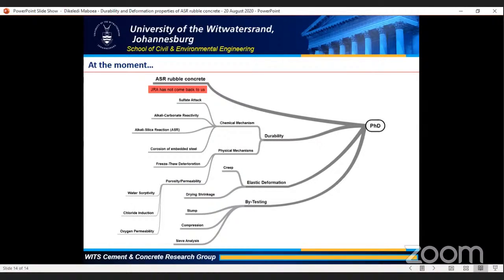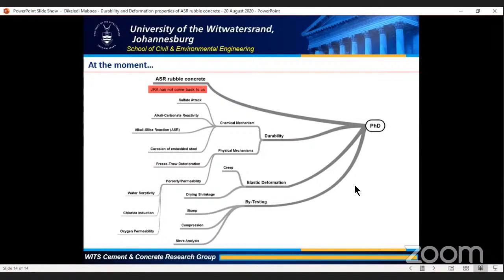So for the durability, we'll look at the chemical mechanisms, which are sulfate attacks, alkali carbonate reactivity, alkali silica reaction, and corrosion. For physical mechanisms, you might consider the freeze thaw deterioration and porosity permeability. So with that, there's water sorptivity, chloride induction, and oxygen permeability. For long term, we're looking at creep and shrinkage. And for just elastic testing, we're looking at slump, compression, and sieve, the other tests.